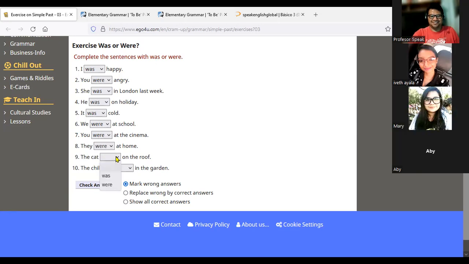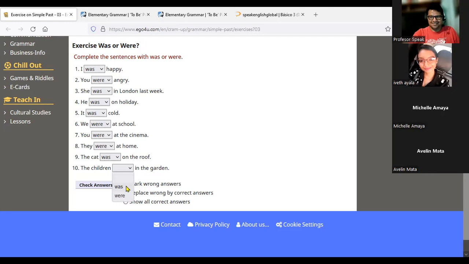The cat was on the roof. The children was or were in the garden? Were. If it's one, we say child. If it's two or more, we say children. So the children was or the children were? The children were. Okay.